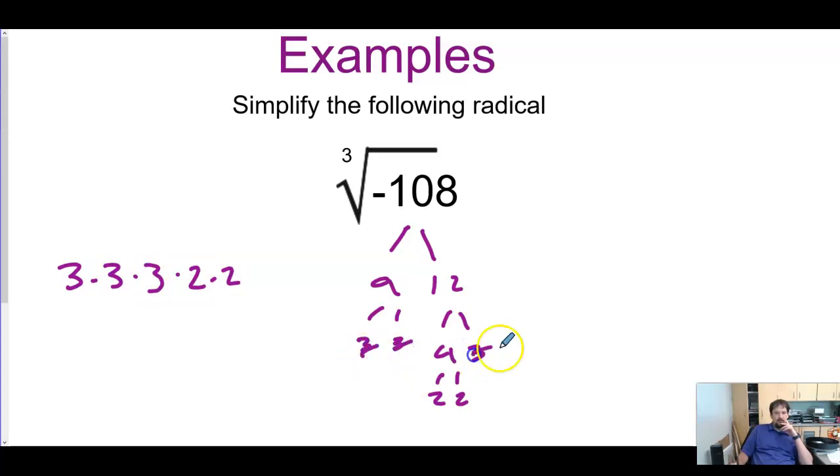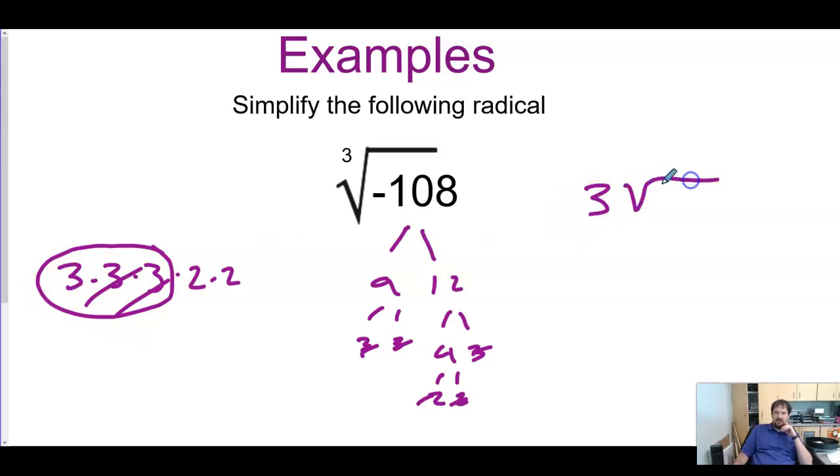We use those 3 threes and those 2's. Alright, so we have a group of 3 right here. Remember, 2 of them don't make it out of the radical, but the third one does. And what's left inside? I got 2 2's left inside. They couldn't escape because there wasn't 3 of them. So 2 times 2 is 4.